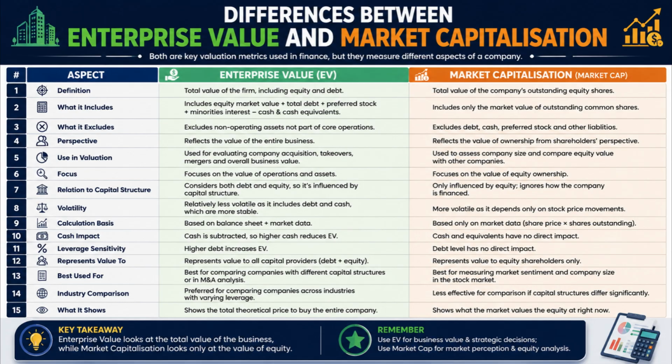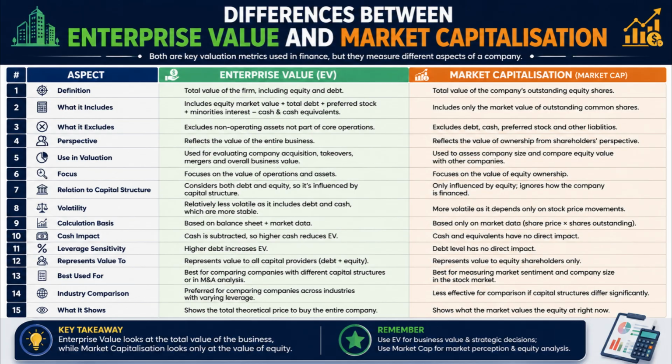Number 13. Enterprise value is best used when comparing companies with different capital structures, whereas market capitalization is best used for measuring market perception and company size. Number 14. Enterprise value is preferred for cross-industry comparisons where leverage differs significantly, whereas market capitalization becomes less effective when capital structures vary greatly.